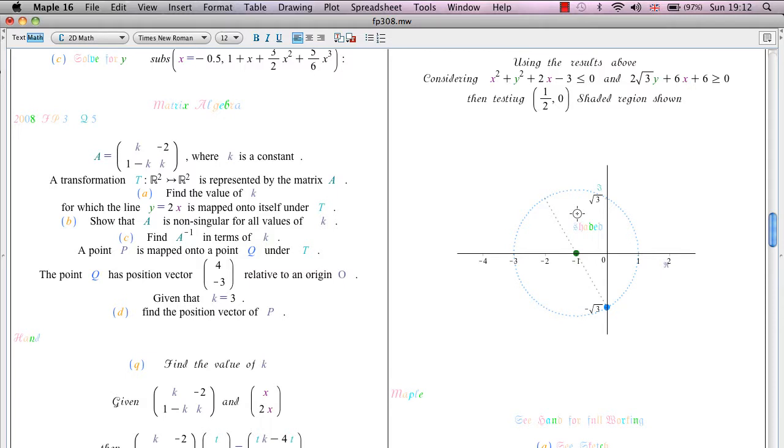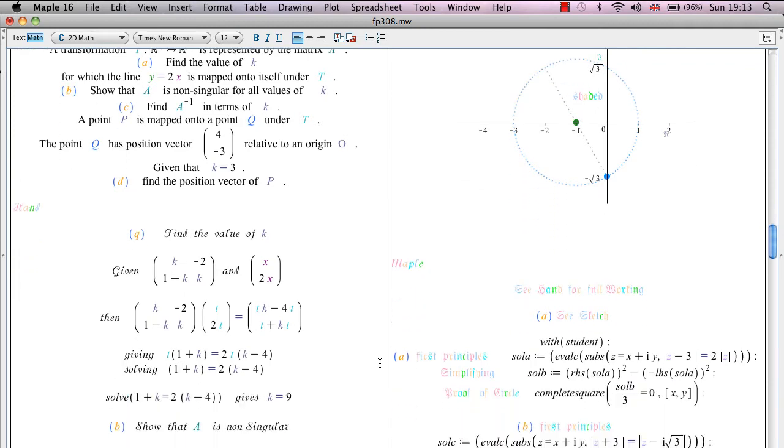Hi YouTube, continuing question 5 for the Pure 3 matrix algebra, a transformation T represented by the matrix A. In A, to find the value of k for which the line y equals 2x is mapped onto itself under T. In B, to show that A is non-singular for all values of k. In C, to find the inverse of A. And in D, a point P is mapped onto Q under T, given that k equals 3, to find the position vector of P.